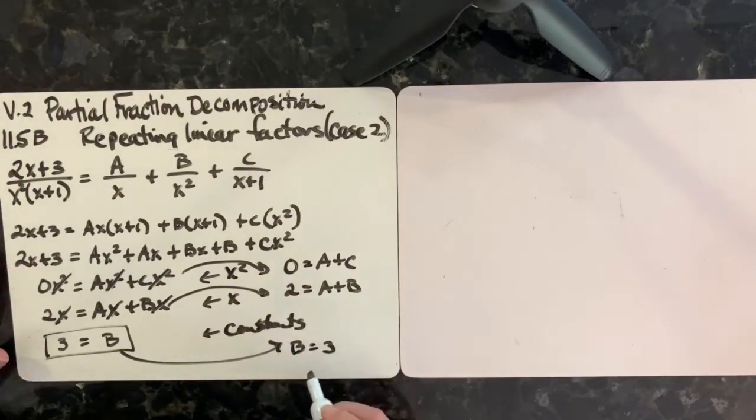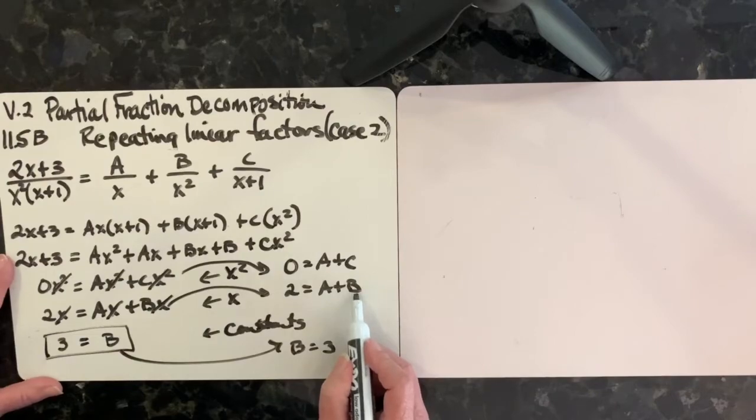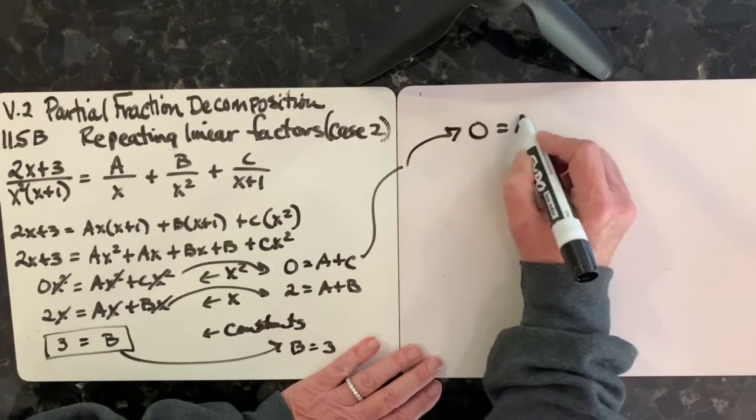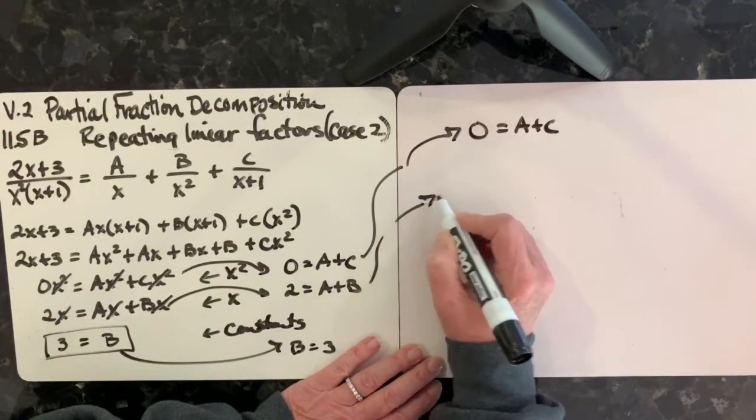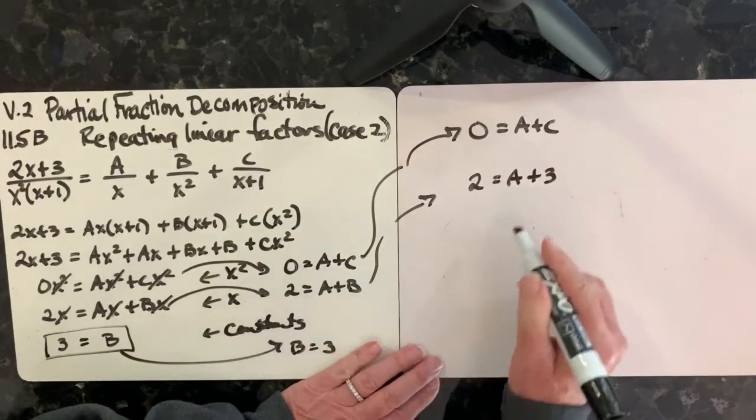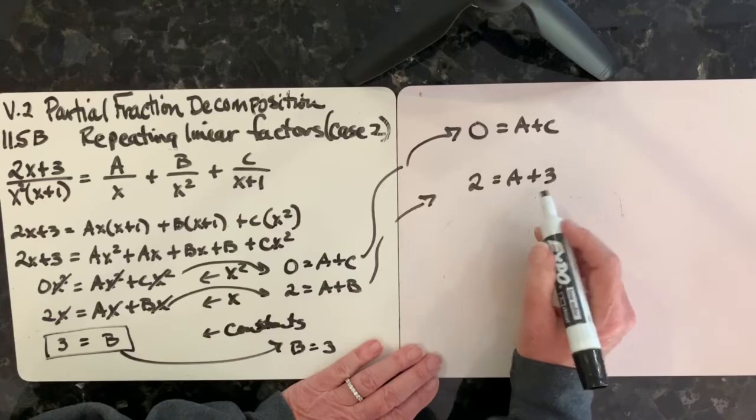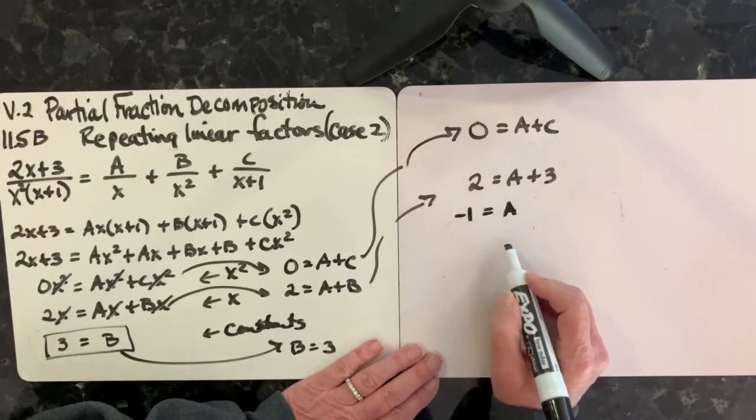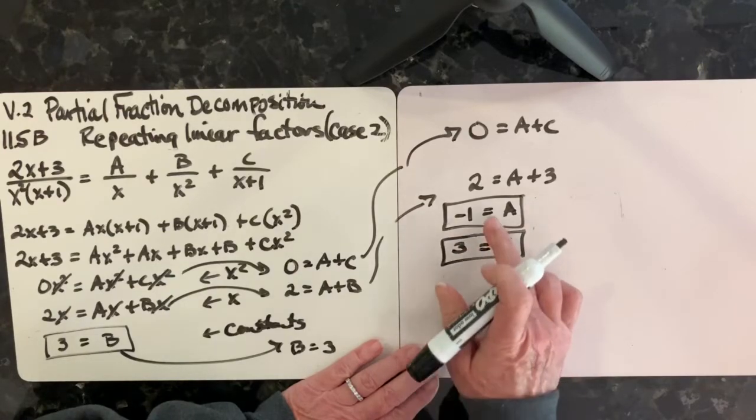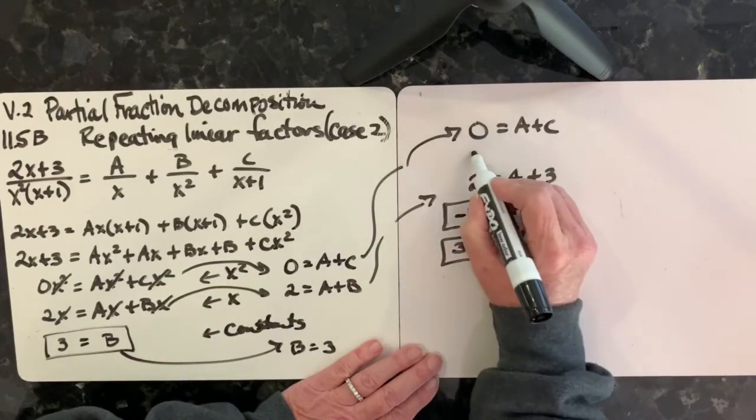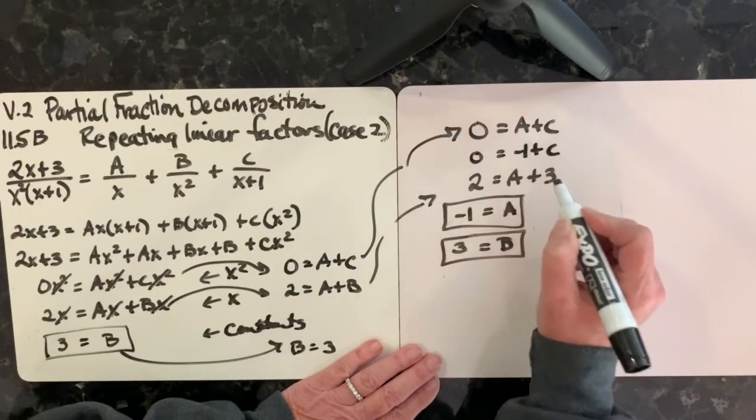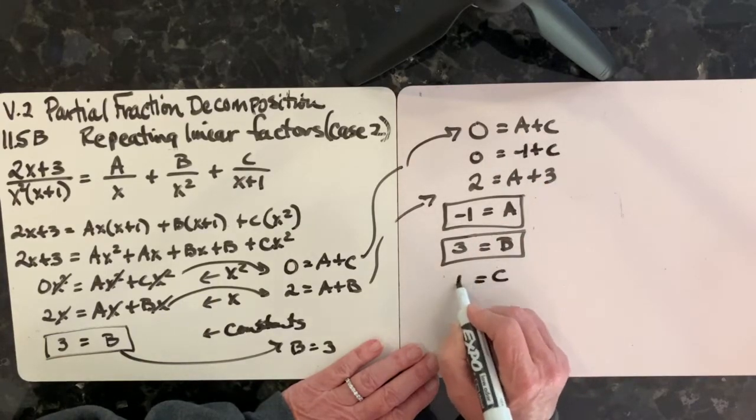So I can do back substitution. We're going to take this 3, put it in there. So I have 0 equals a plus c. I have 2 equals a plus 3 because I back sub the b. So then if I subtract, I get a equals -1. I already have b equals 3. And if I take these and now back sub into this, I get 0 equals -1 plus c. So I can tell now that c is going to equal +1.